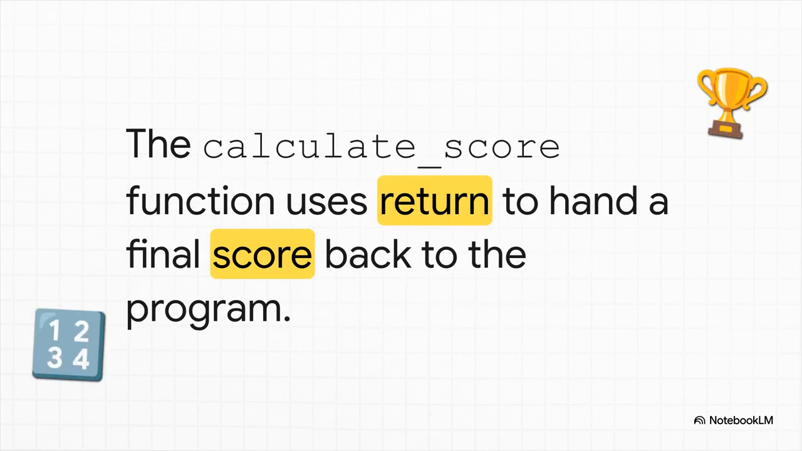But now, look at a true function. See that magic word, return? That's the game changer. This function, calculate_score, doesn't just do something. It gives you an answer. It takes in a couple of numbers, kills and assists, does some math, and then that return statement literally hands the final score back to whatever part of the program asked for it. This is how you get a result, not just an action.